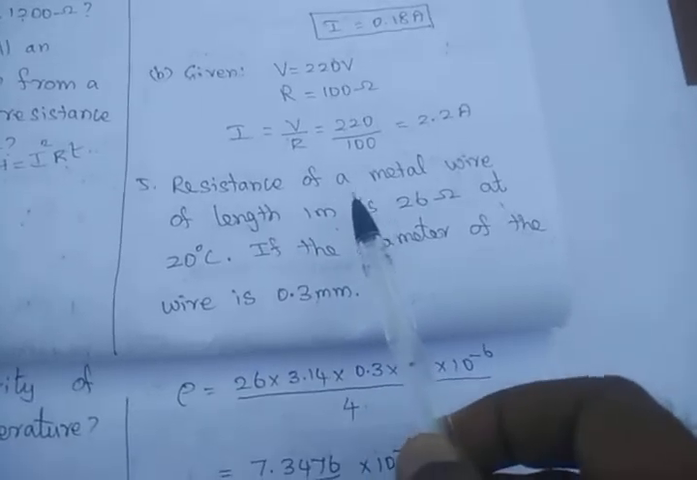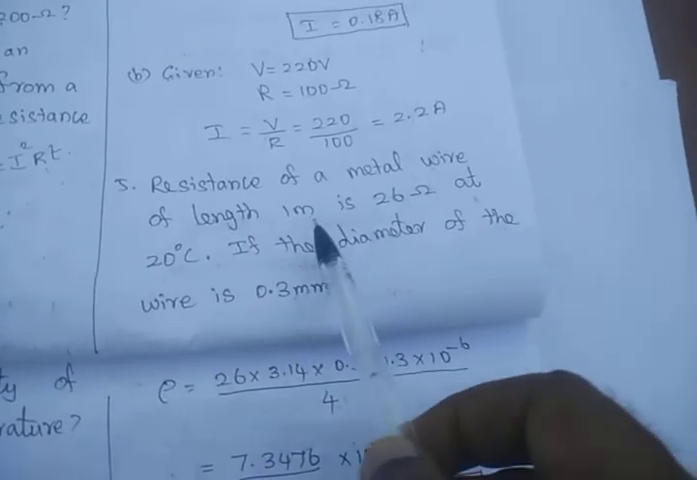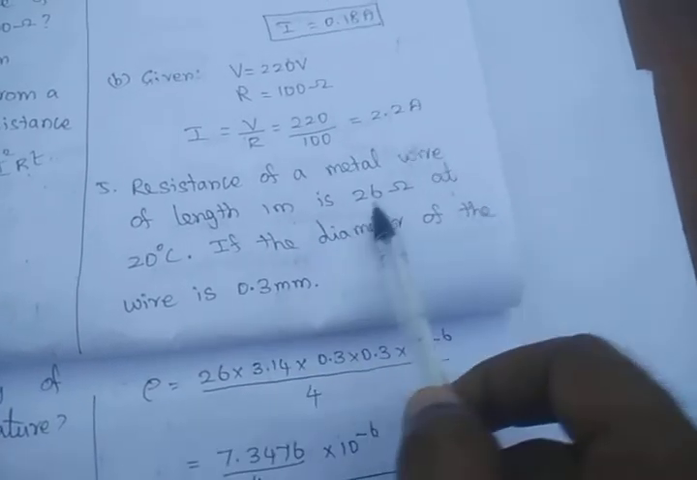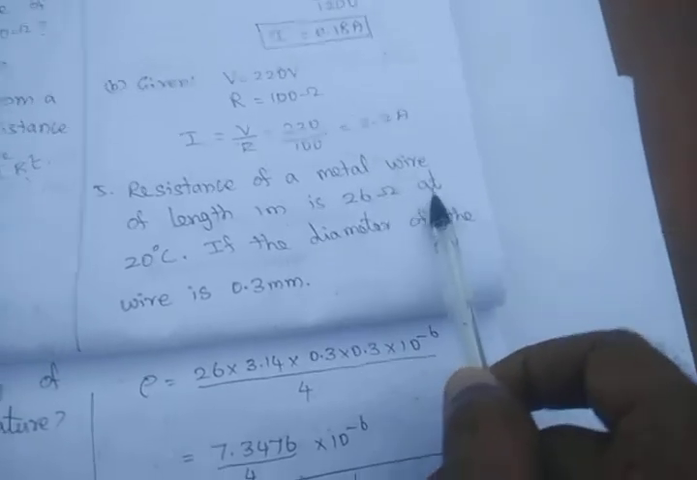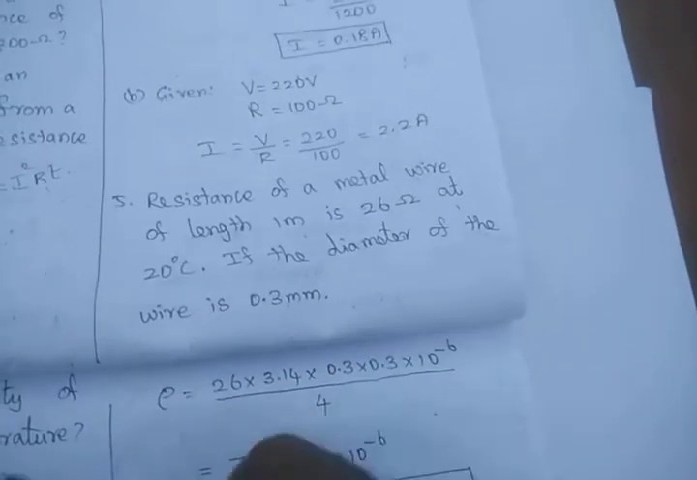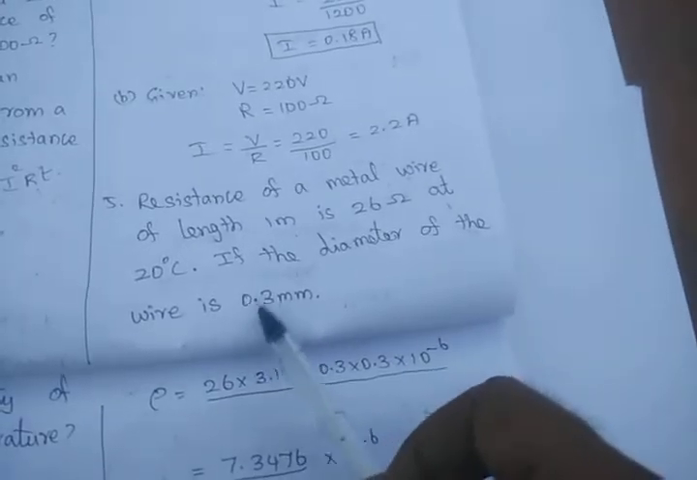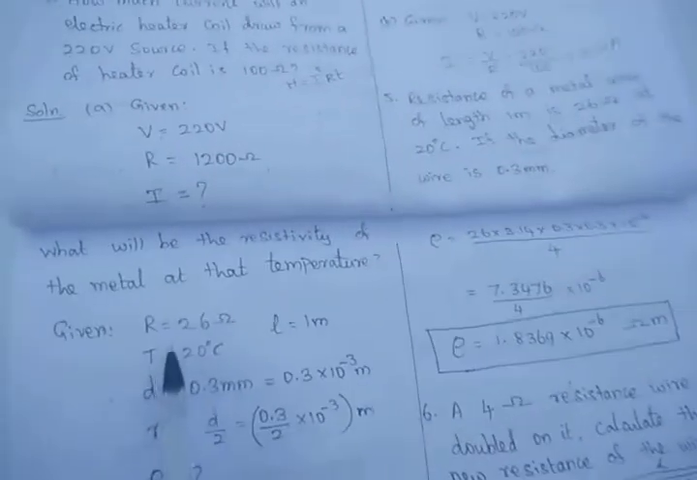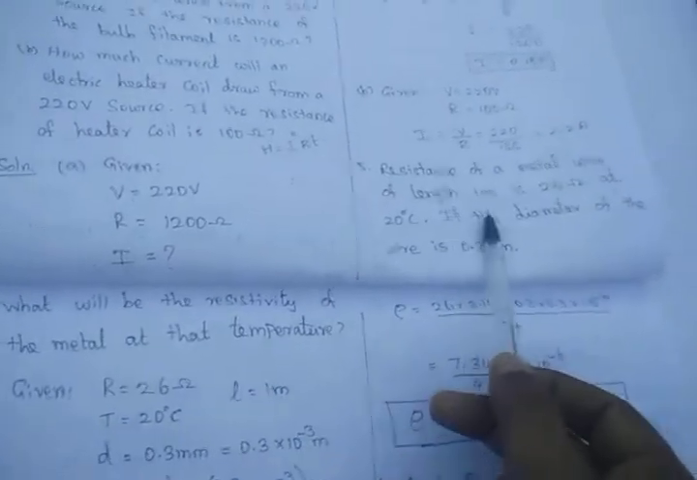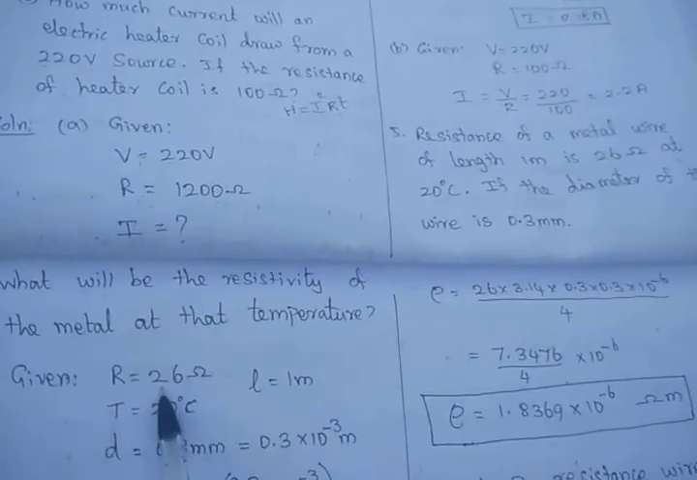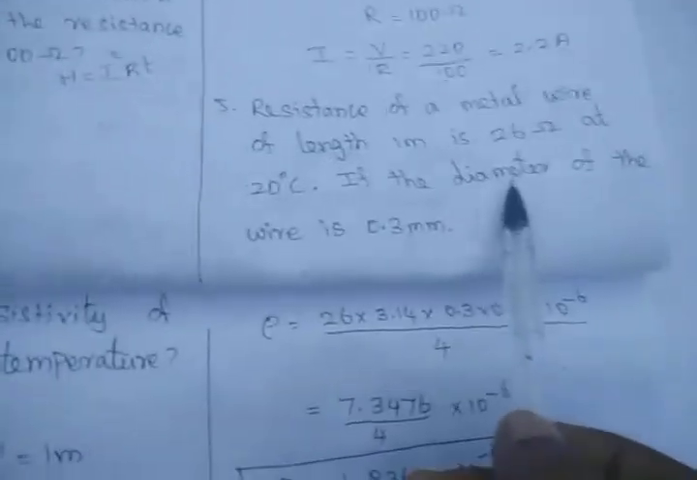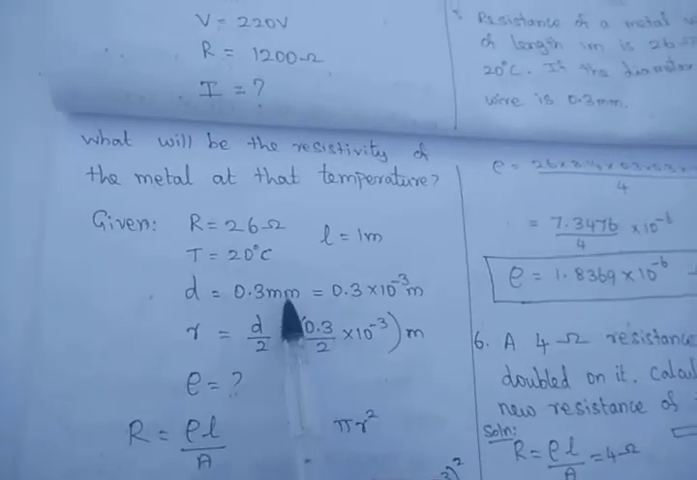The resistance of a metal wire of length 1 meter is given. Yes, the length of the wire is given as 1 meter and the resistance is given as 26 ohm. The temperature is 20 degree Celsius. The diameter of the wire is 0.3 millimeter. So the data are directly given: length of the wire is 1 meter, resistance is 26 ohm, temperature is 20 degrees Celsius, and the diameter is 0.3 millimeter.